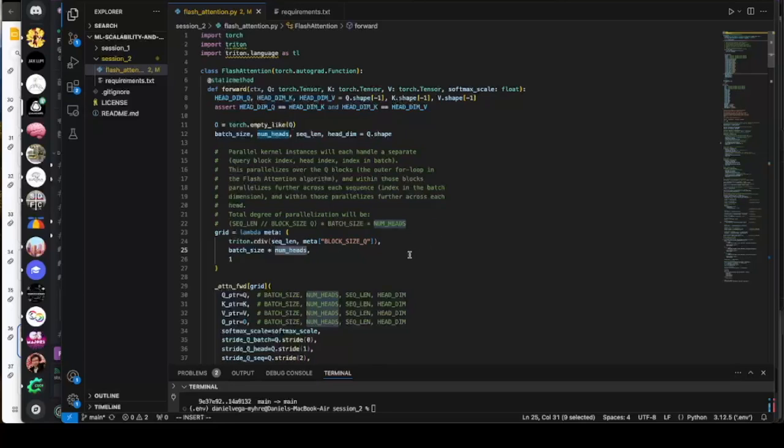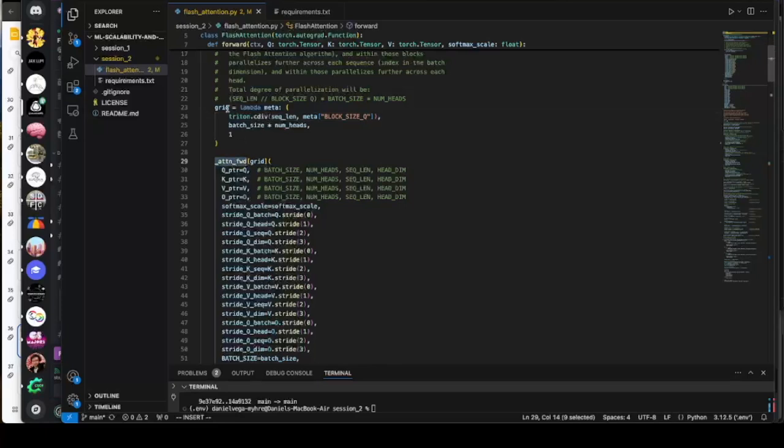So basically we're going to have a 2D grid. The total size of the grid will be the number of thread blocks, which is equal to our q blocks, which is our sequence length divided by our q block size, times our total batch size, times our number of attention heads. So we're parallelizing across our queries, across each index of our batch dimension, so basically across each example, and then across each attention head. Okay, so this is the grid that we've defined.